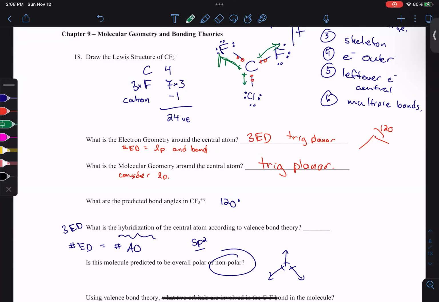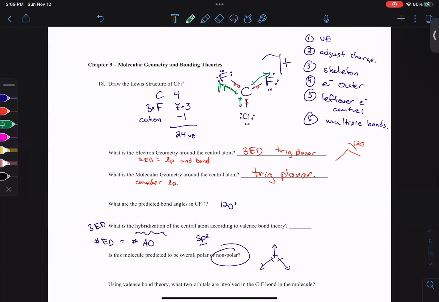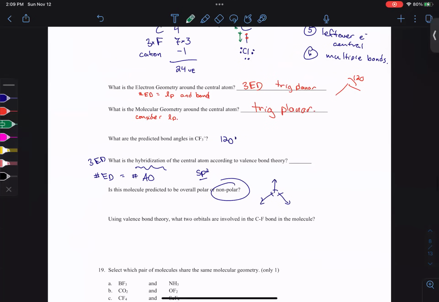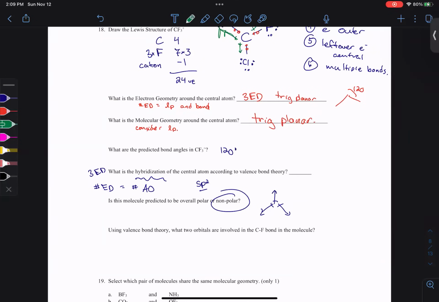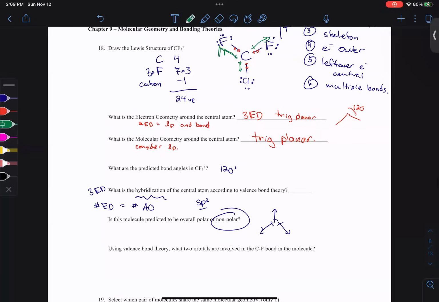Okay, will a double bond affect polarity? Sometimes. And I'll show you an example. Okay, oh, there's one more. According to valence bond theory, what 2 orbitals are involved in the CF bond in this molecule?